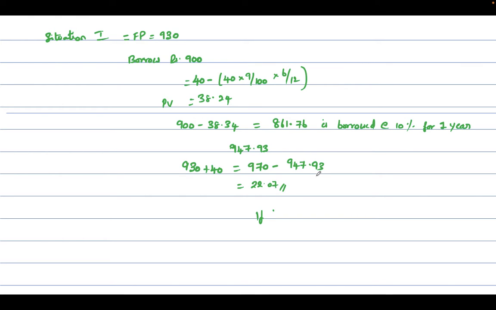This 947.93 is the amount which we are borrowing, this amount 861.76. We are borrowing this amount in the beginning of the year. After 1 year, at the rate of 10 percentage, we are supposed to pay this amount 947.93 as the total value. So when you are borrowing and you are paying this, the income which you are going to get is this, and you are going to pay this. When you are paying this, the balance is profit 22.07. Is it clear?